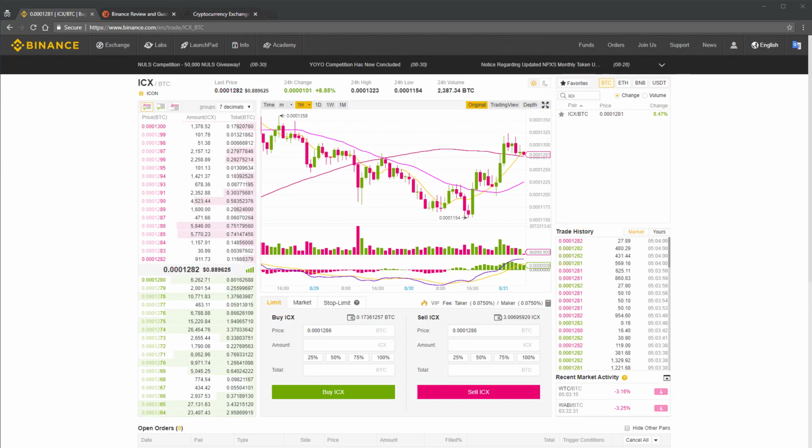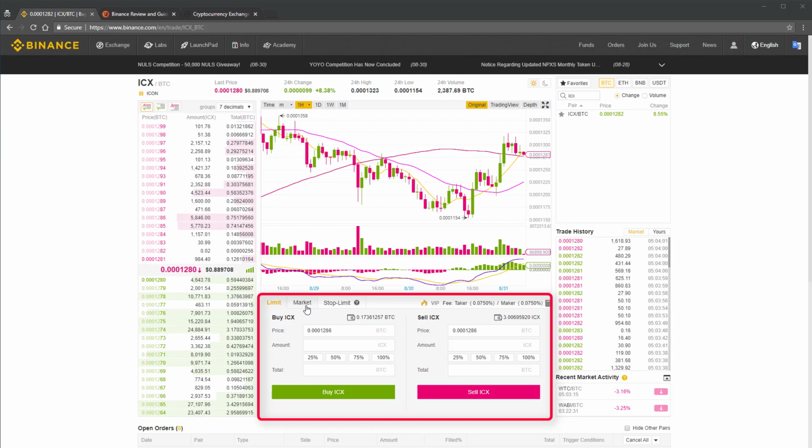Once you've chosen your trading pair, locate the order form right here. Binance offers 3 different types of orders. We're going to focus on the first 2 because it's unlikely that you'll need to use the stop limit for basic buying needs. With limit orders, you can both set the amount you want to buy and the maximum price you're willing to pay, or if you're selling, the minimum price you're willing to accept.